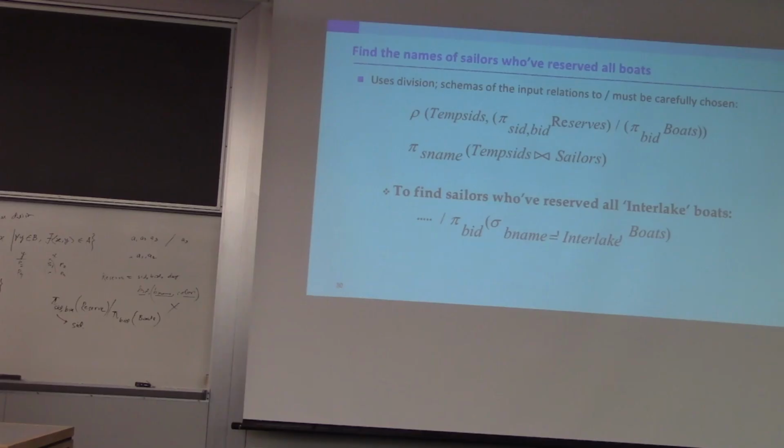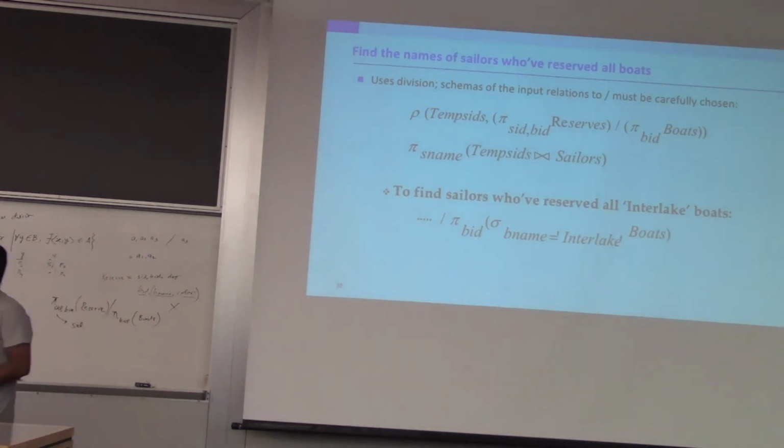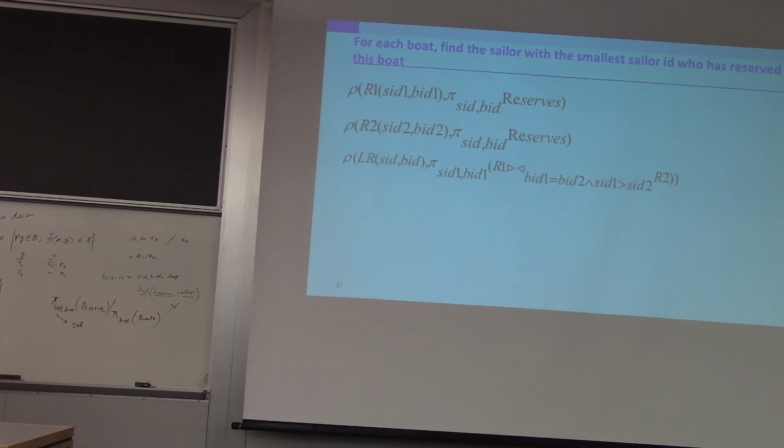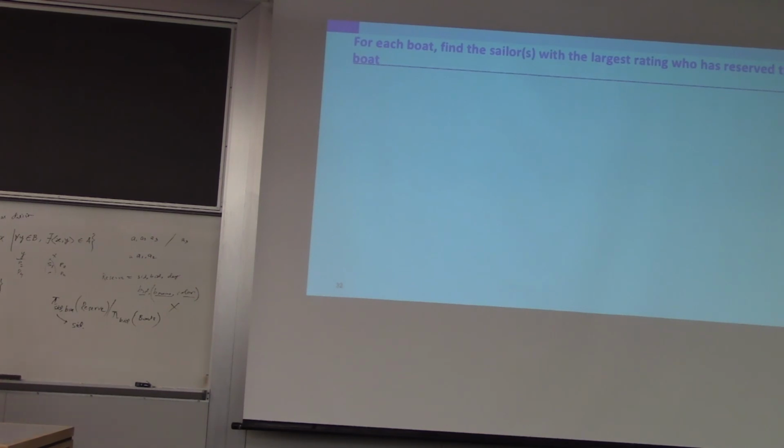Make sure you read this one very well at home, because Fefe is going to give some questions with this division, I'm pretty sure. Okay, for each boat, find the sailors with smallest sailor ID who has reserved this boat. I think I'll leave this for the homeworks. Similarly, for each boat, find the sailor with the largest rating who has reserved this boat. So you need to find the largest rating.